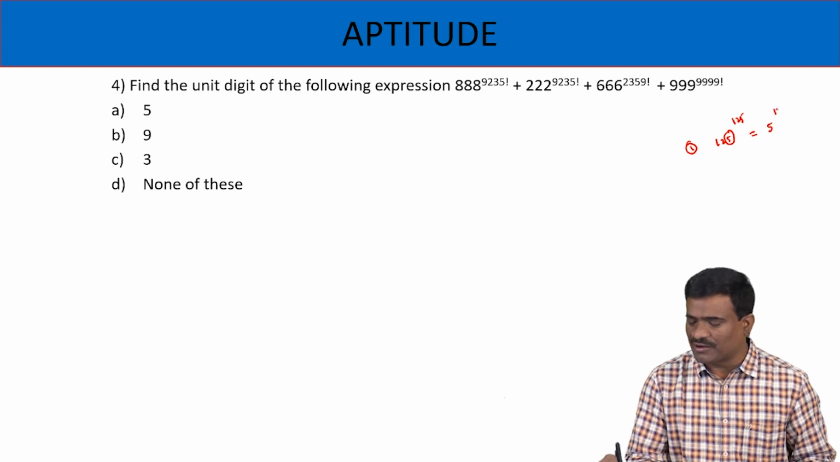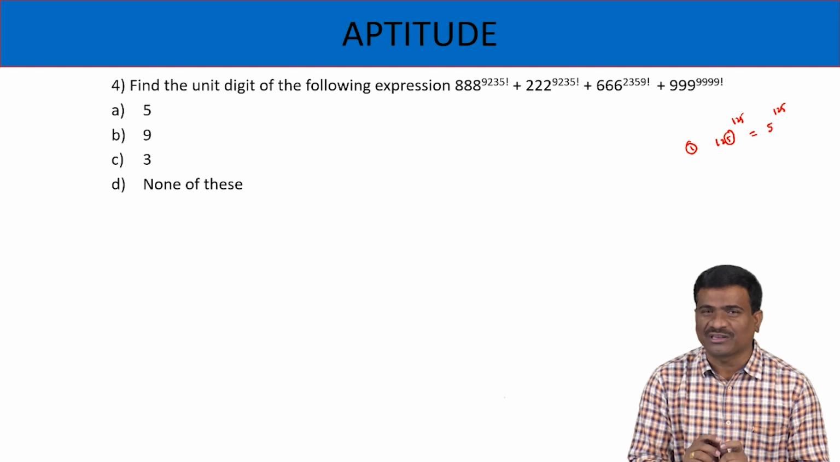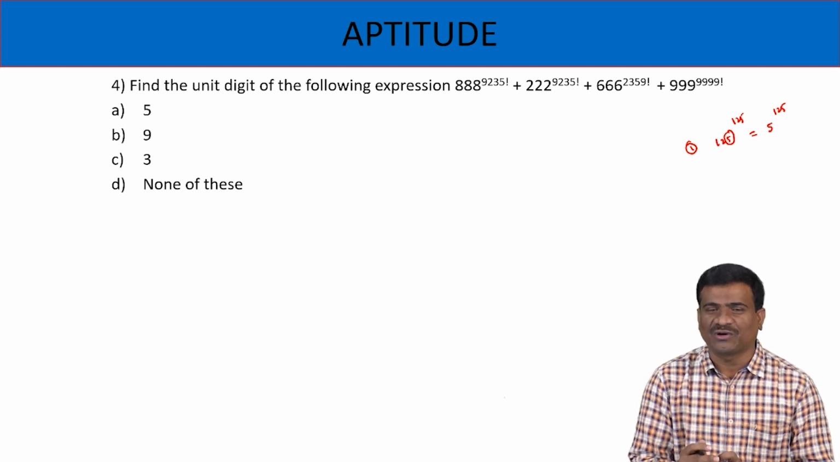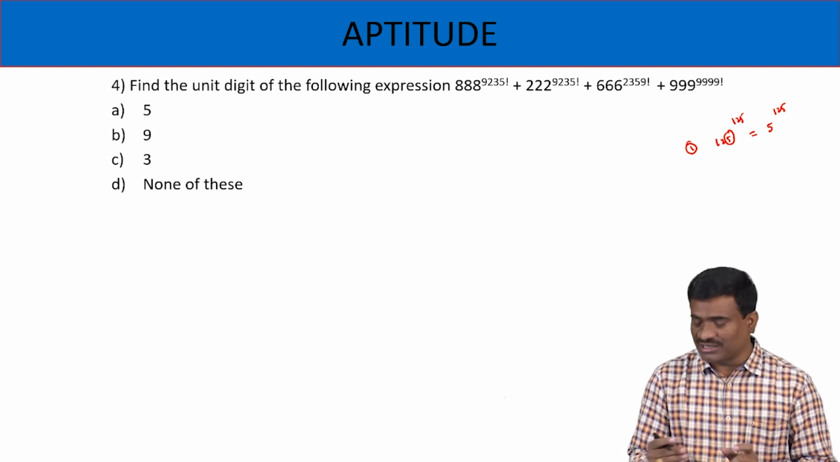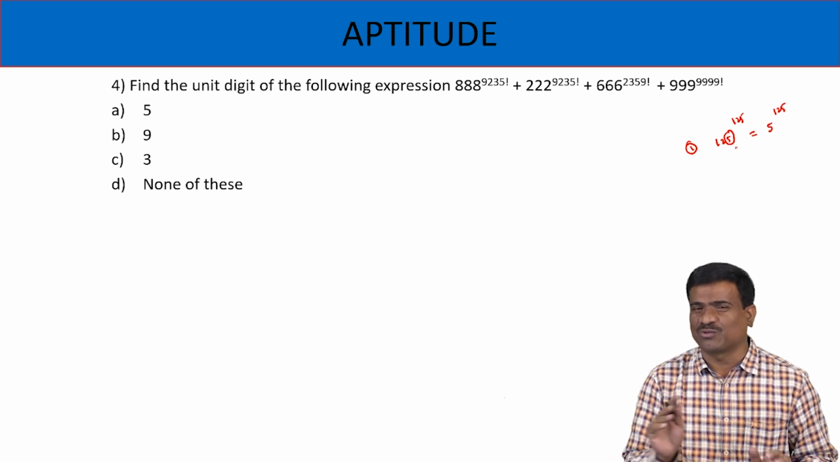Next apply the power 125. Next, 5 to the power of 125. Example: 5 to the power of 1 is equal to 5, 5 to the power of 2 is 5, 5 to the power of 3 is 5, and so on. 5 to the power of n is equal to 5. Therefore, 5 to the power of any number is equal to 5.